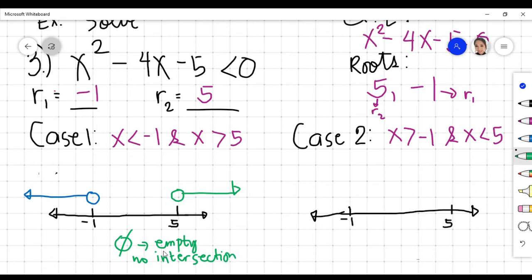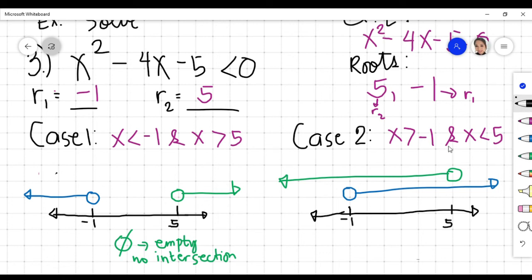So case 1 is an empty set. Now how about case 2? So we have x greater than negative 1. So unshaded circle above negative 1, and it moves to the right side. And x less than 5, unshaded circle above 5, and it moves to the left. So where do they intersect?